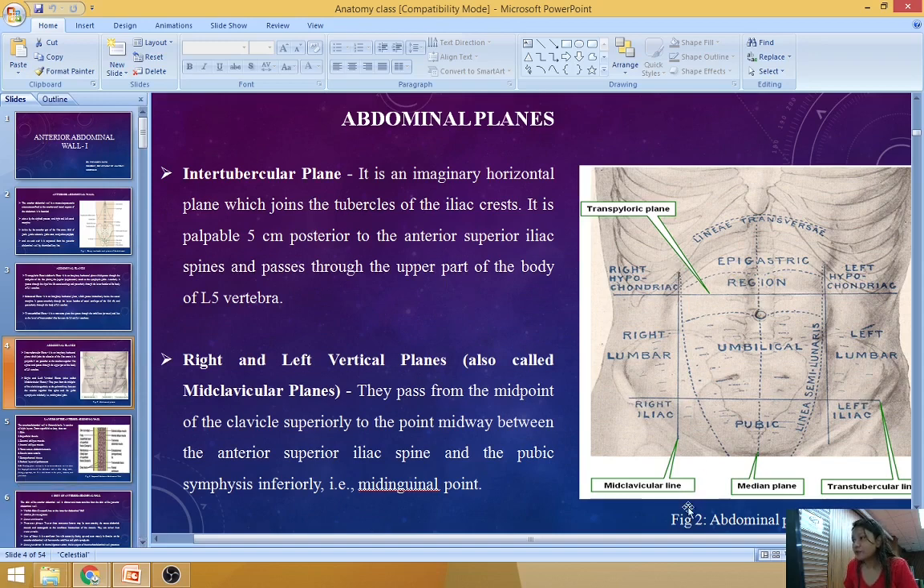Next we have three vertical planes. These are the two horizontal planes. These are the two vertical, and this is the median plane. The median plane passes from the lower border of the xiphoid to the pubic symphysis, and these are the mid clavicular lines, which pass through the midpoint of the clavicle. These planes divide the whole abdomen into 9 quadrants. These quadrants are important in clinics because certain organs you have to palpate in certain regions. In the middle it is the epigastric region, the umbilical region, and the pubic region. In the right upper part it is the right hypochondriac region, on the left side the left hypochondriac region. Then right lumbar, left lumbar, and right iliac, left iliac.